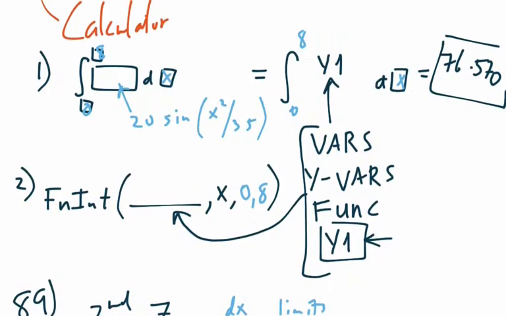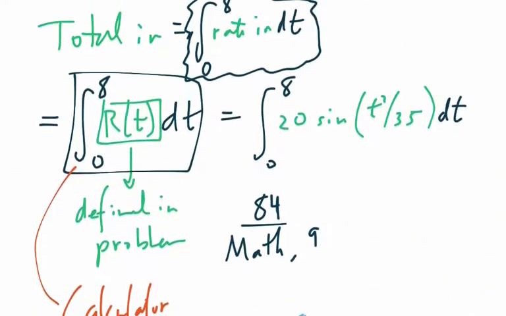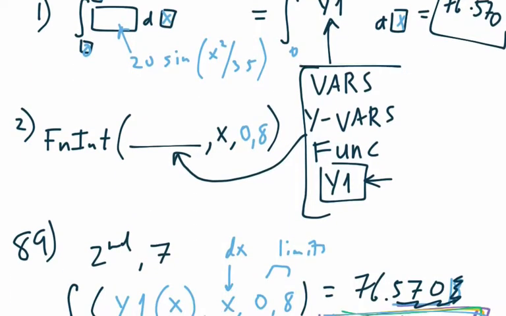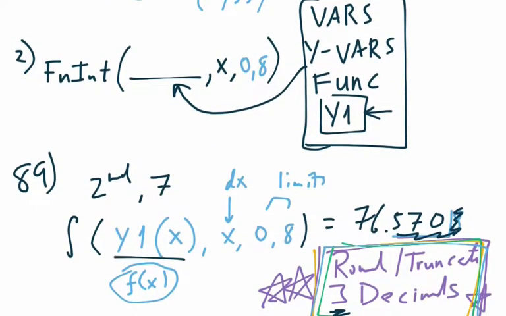So the actual calculus part isn't that bad, because really, we're doing an integral, we're writing the integral of r of t, and then we're evaluating it on our calculator, and using this handy-dandy trick of vars, y vars, function y1, or on the 89 typing in y1 of x, it makes it super fast.